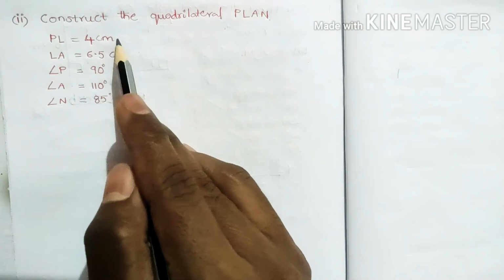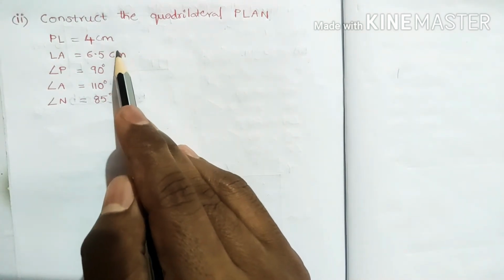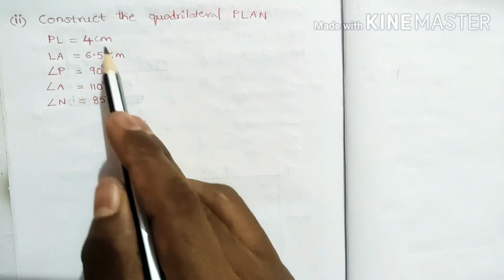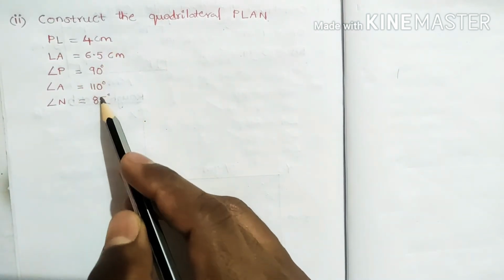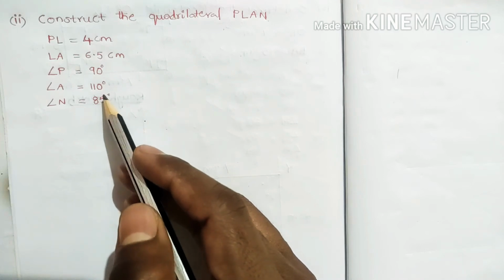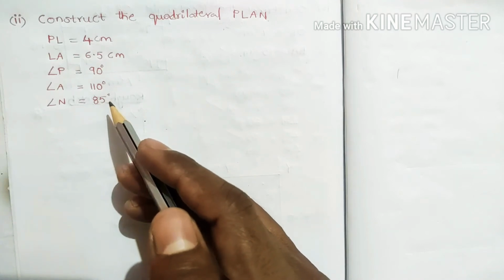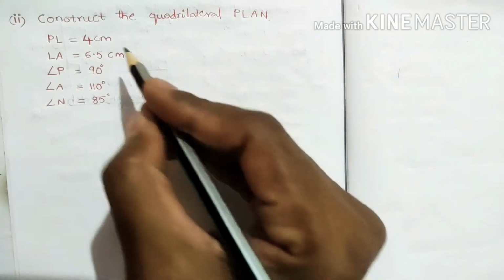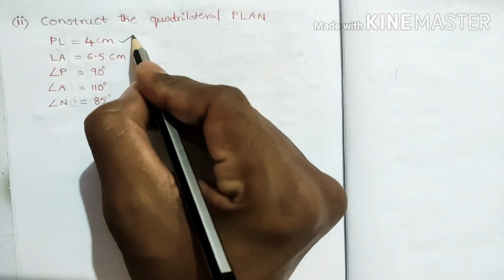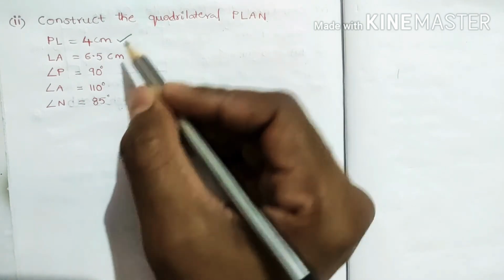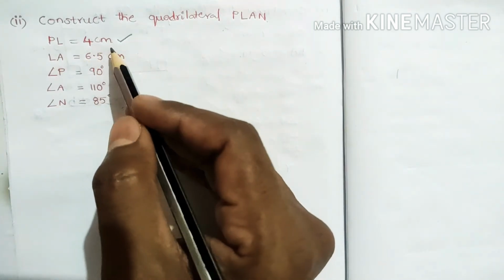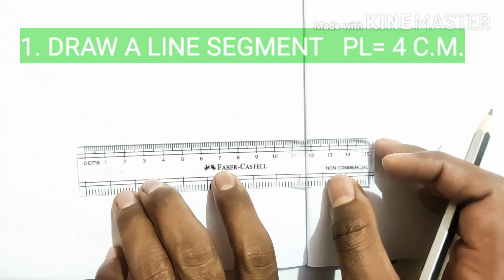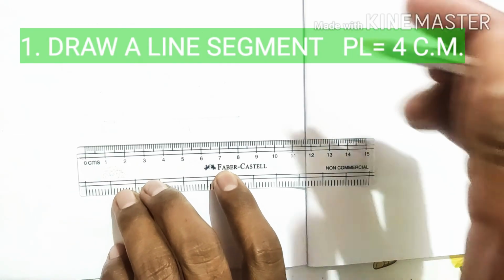Here these two are the adjacent sides of the quadrilateral PLAN and three angles are given. Two adjacent sides and three angles are given. Now we are going to learn how to construct the quadrilateral PLAN. Let me take PL is equal to 4 cm. So the length of the line segment PL equal to 4 cm. We are drawing now PL is equal to 4 cm.